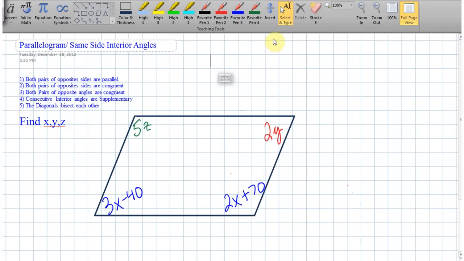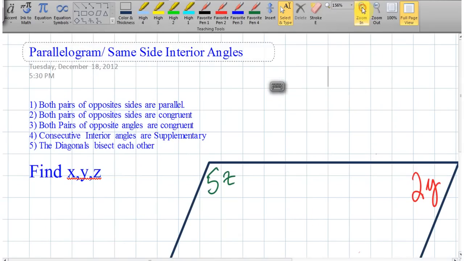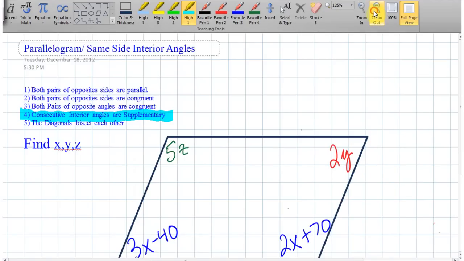Okay, we're back, and we are going to deal with another parallelogram problem, focusing on same side interior angles. And there is a property that we're going to really focus on here with same side interior. And instead of same side interior, another name for it is consecutive interior angles, and they happen to be supplementary. And what does that mean?